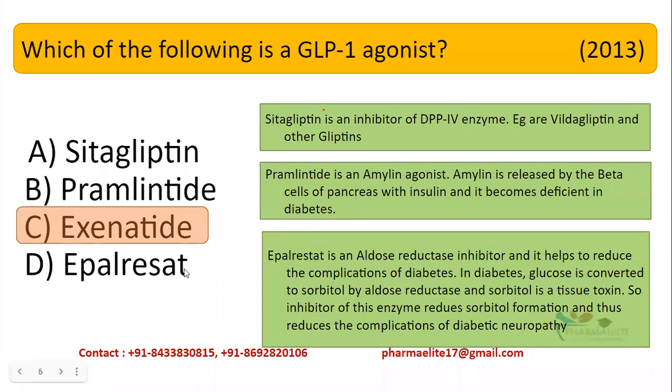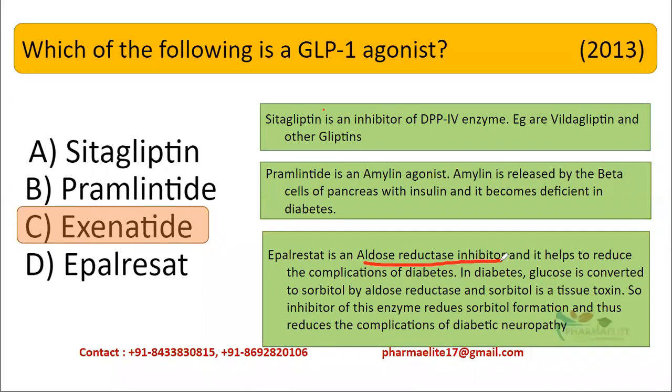And last is epalrestat. So this is a new agent here. Epalrestat is an aldose reductase inhibitor, which helps to reduce the complications of diabetes. In diabetes, what happens is glucose is converted to sorbitol via the enzyme aldose reductase. So glucose, in the presence of the enzyme aldose reductase, gets converted to sorbitol, which is a tissue toxin.